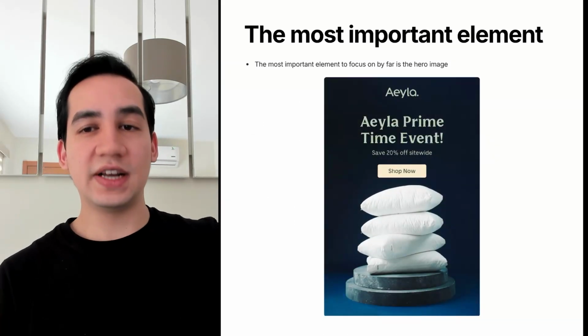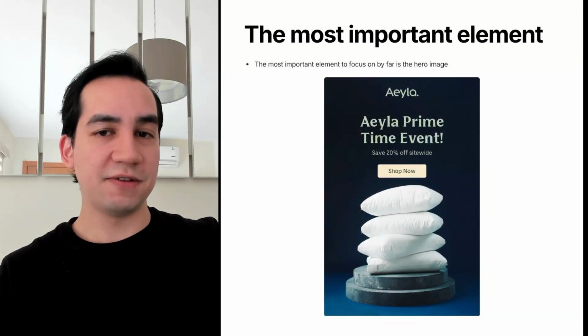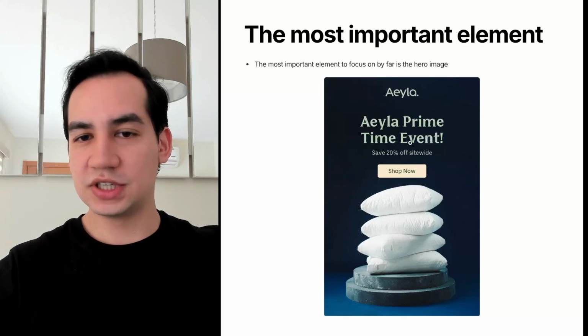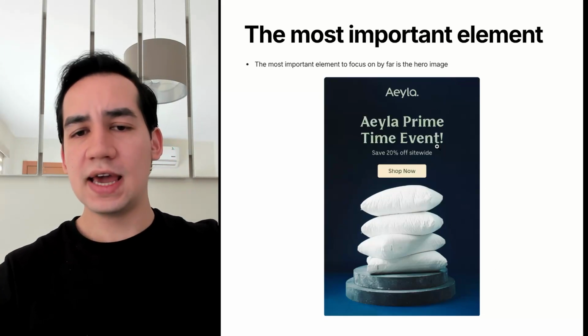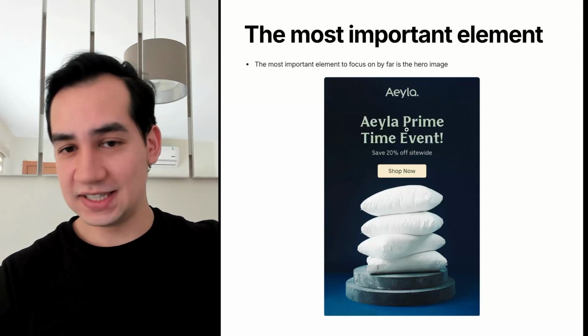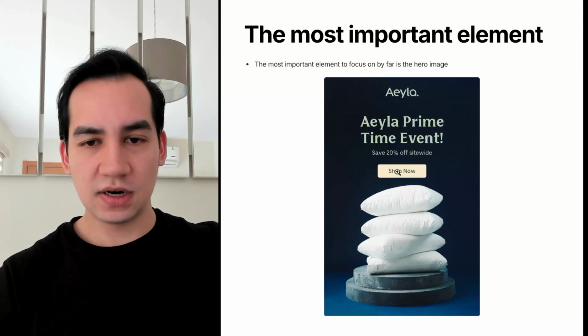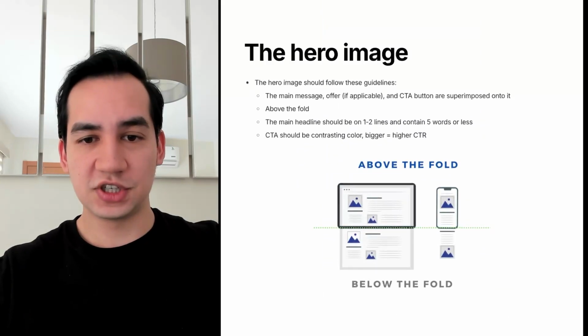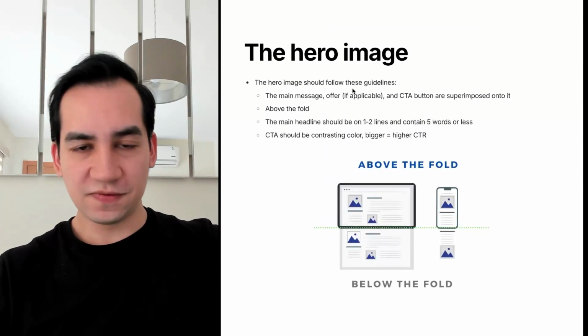Now, the most important element, as I was saying, is by far the hero image. This is where most of your time and attention should be going, and it should include all the important elements that I laid out. What is the email about? What is the offer? Call to action above the fold, which I'll get into here. So the hero image should follow these guidelines.